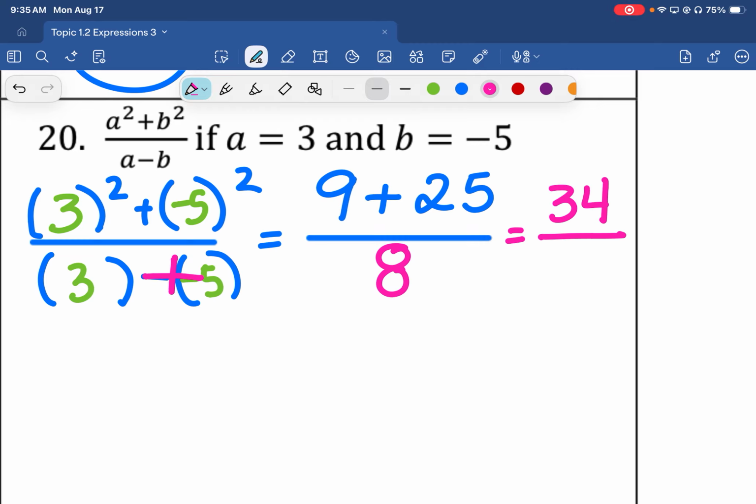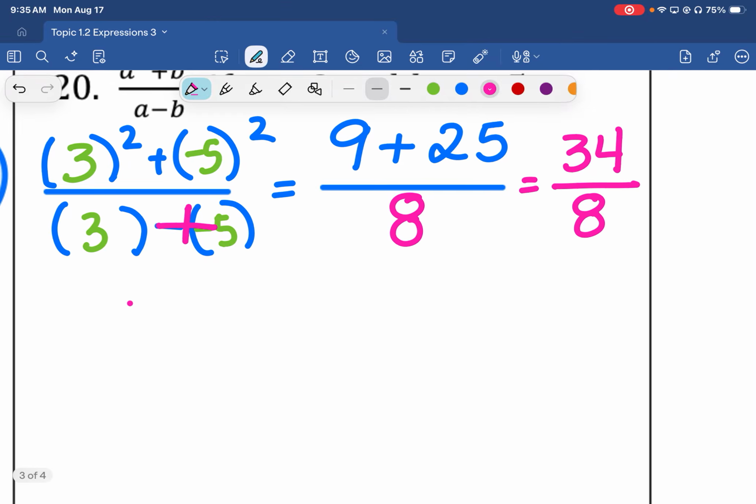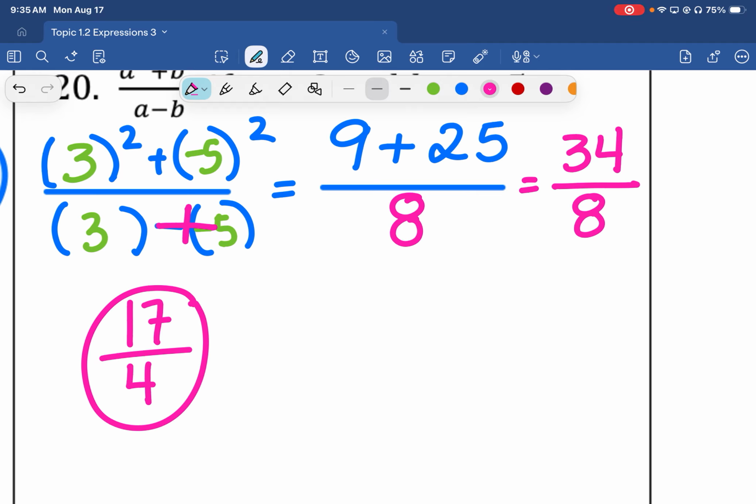So we have 34 divided by 8. Can we simplify that at all? Yes. What goes into both 34 and 8? 2. What is 34 divided by 2? And what is 8 divided by 2? 4. So that is our answer.